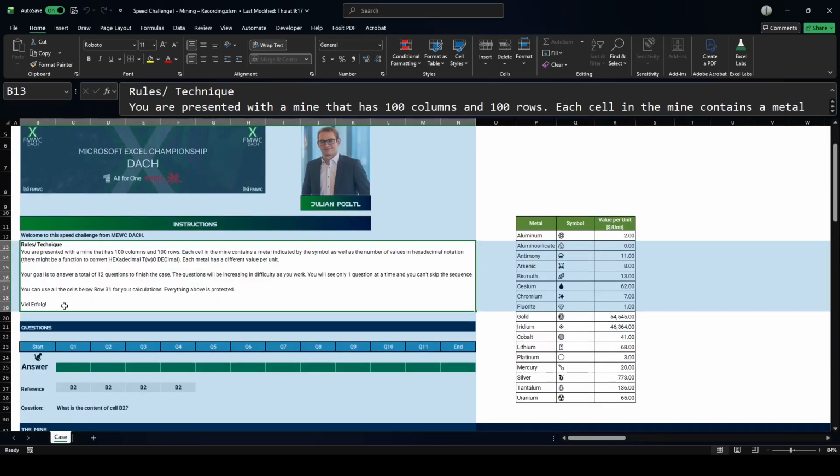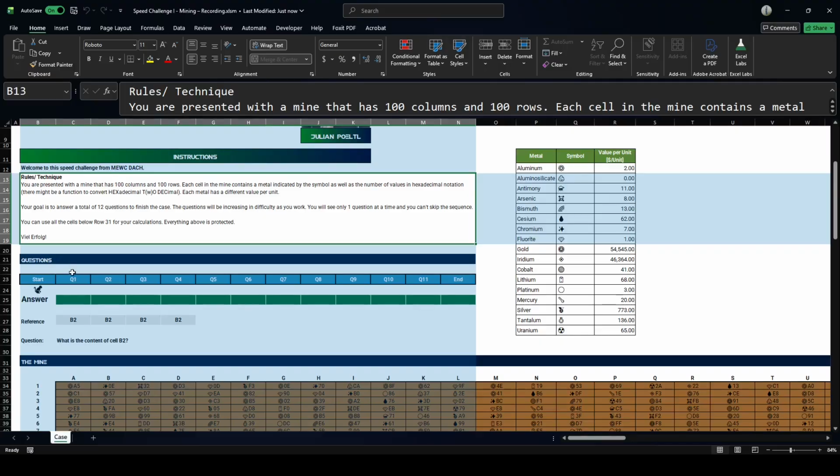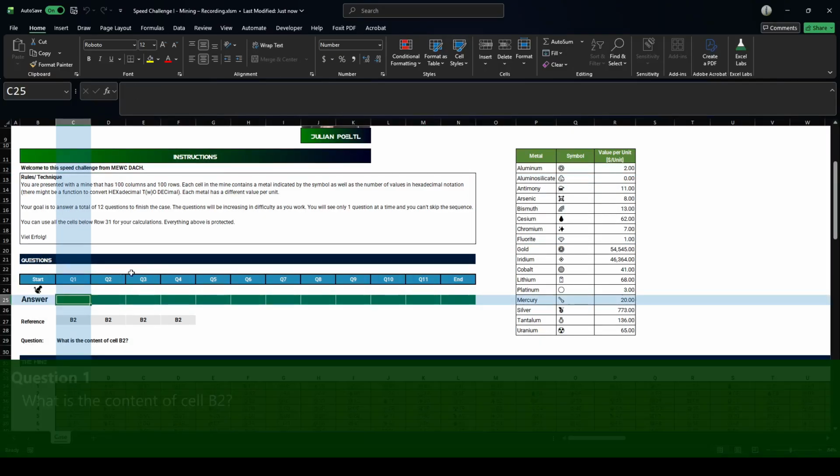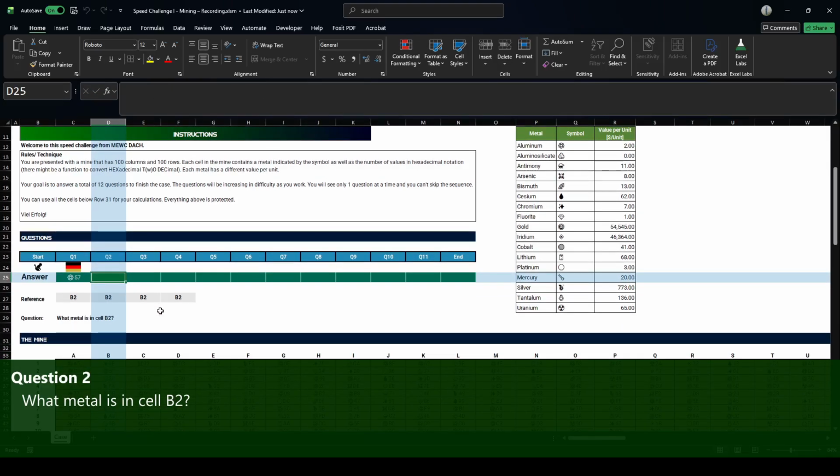All right, you are presented with one. Okay, hexadecimal notation, interesting. Here goes, answer 12 questions for the case. The questions will be all the rows below 31. Okay, all down here. What is the content of cell B2? Is that the B2 you're looking for? Yep. What metal is in cell B2?